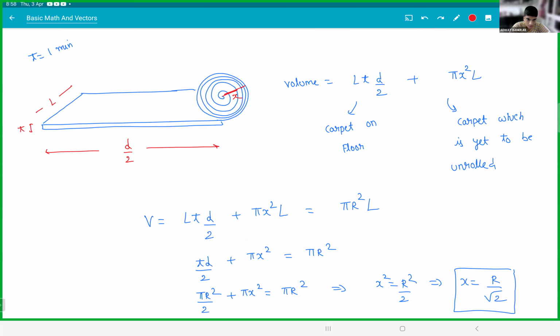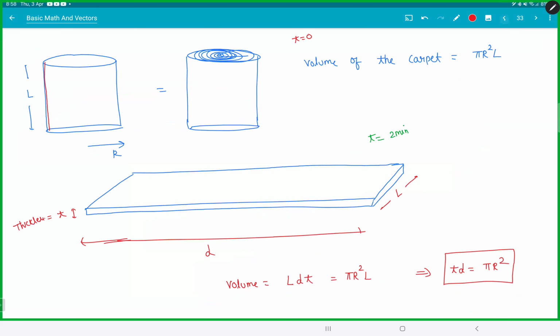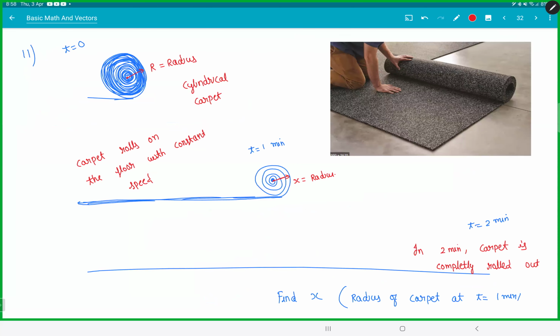Sir, but when you gave the problem, it was said that at t equals 0, the radius was x, right? So then how? Oh, radius was r. So not sure what you're asking.